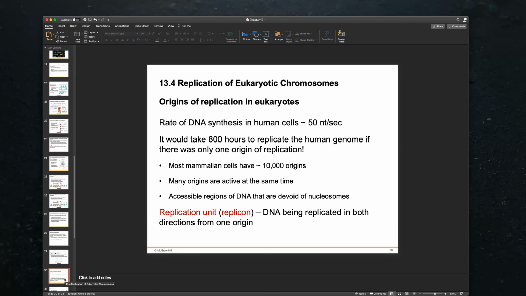Origins are accessible regions of DNA that are devoid of nucleosomes. So the DNA polymerase needs complete access to the origin of replication, right? So these are regions that won't have nucleosomes, because that blocks it. And a replication unit, which they call a replicon, is basically DNA that's being replicated in both directions from one origin, bidirectional.